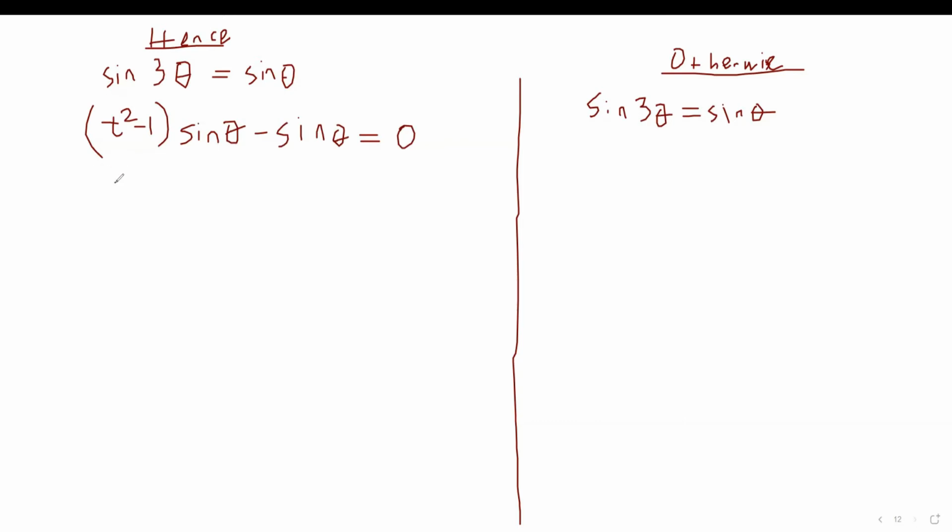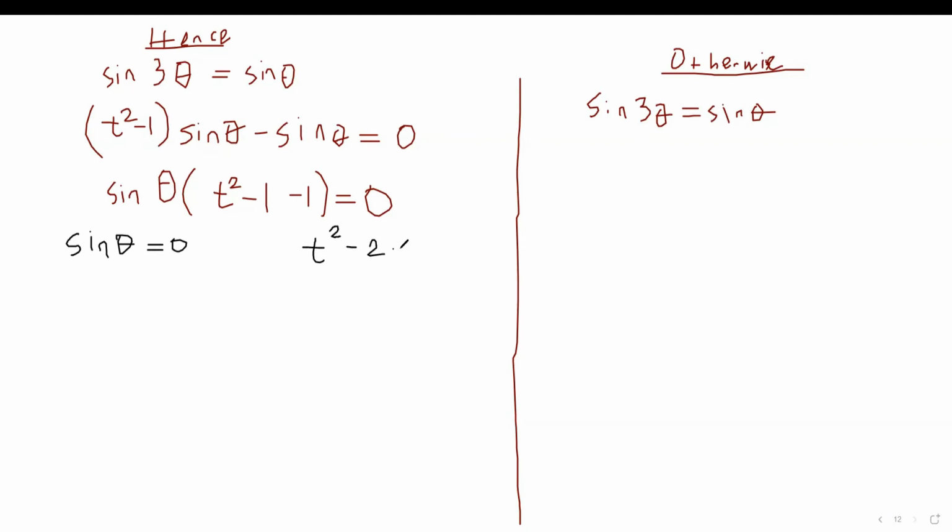Yes, sir. Then we can factor out a sine theta, and we're left with t squared minus 1 minus 1 equals 0. So if this is what you have, Marika, then either the sine theta part equals 0, either sine theta equals 0, or t squared minus 2 equals 0. Either that equals 0 or t squared minus 2 equals 0.